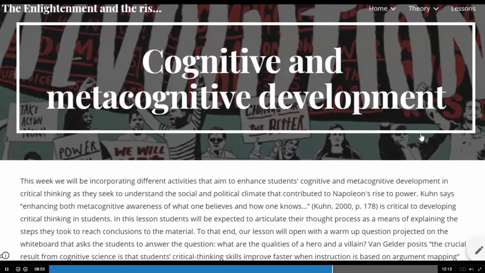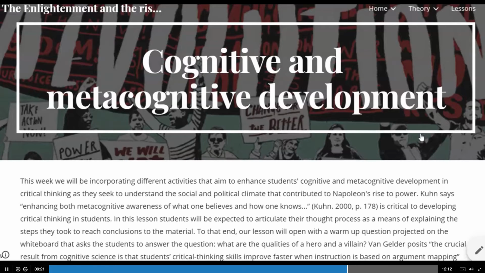In week 6, we focus on cognitive and metacognitive development. This week, we'll be incorporating different activities that aim to enhance student cognitive and metacognitive development and critical thinking as they seek to understand the social and political climate that contributed to Napoleon's rise to power. Kuhn says that enhancing both metacognitive awareness of what one believes and how one knows is critical to developing critical thinking in students.